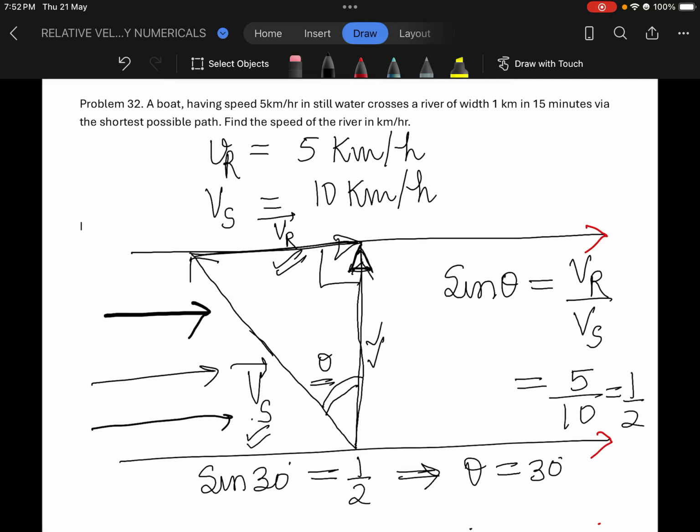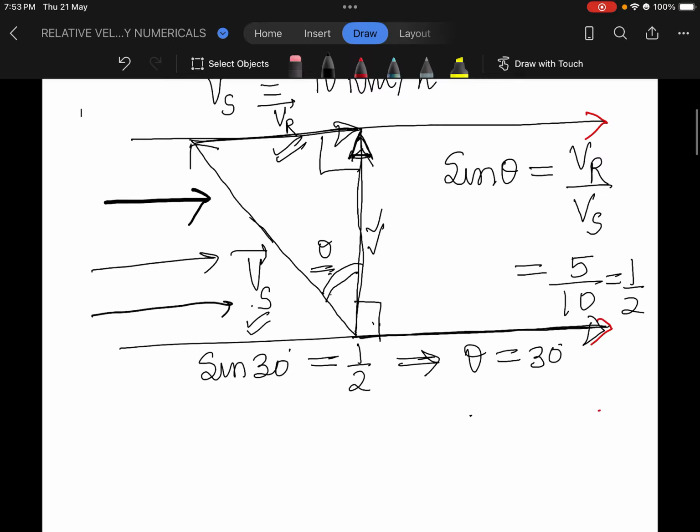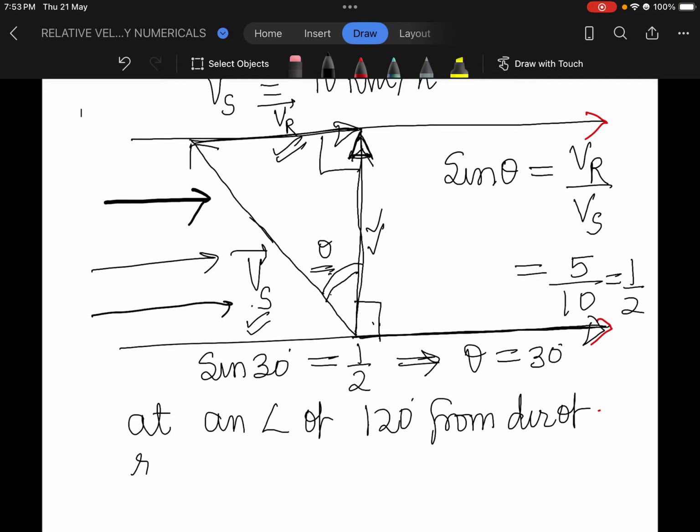So what should be his direction of swimming so that he can adopt the shortest path? It will be 90 plus theta from the direction of flow of the river. Flow of the river is this. It is clear. From this direction, he should keep his angle at how much? 120 degree. So at an angle of 120 degree from the direction of the river. It's clear.